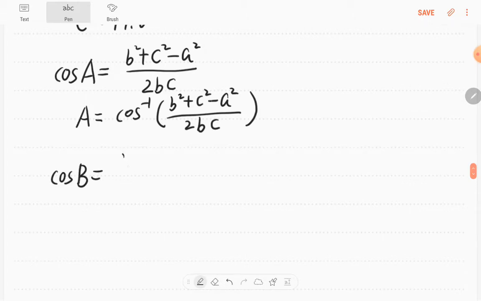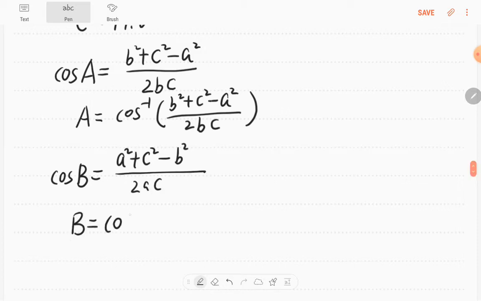If you want to find cosine B, cosine B would be a squared plus c squared minus b squared over 2ac. So B is equal to cosine inverse of (a squared plus c squared minus b squared) over 2ac. This B must be the angle you are looking for, because our angle is an angle in the triangle, so it's between 0 and pi. The cosine inverse is also between 0 and pi, so we have no ambiguous case.